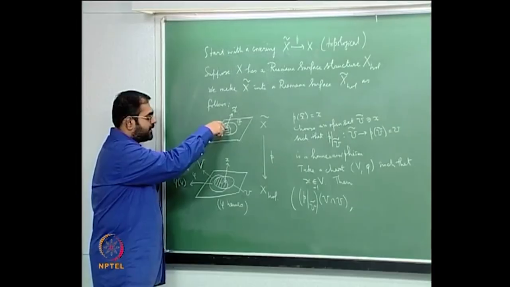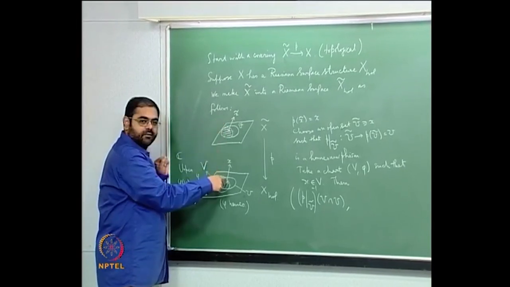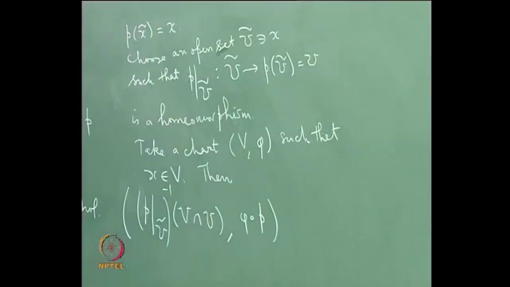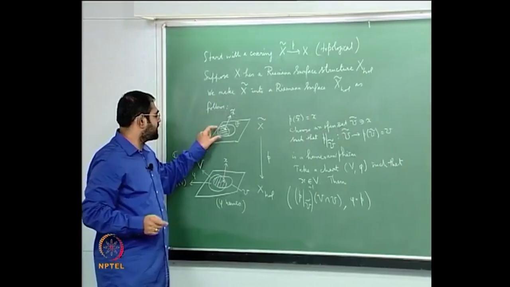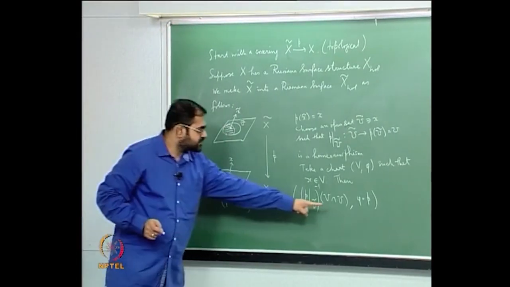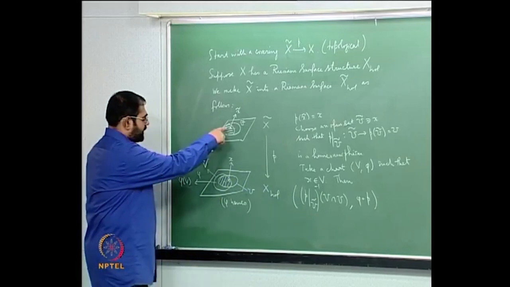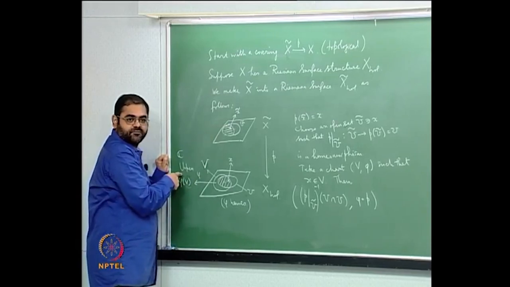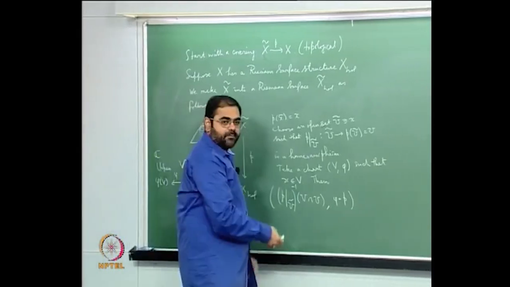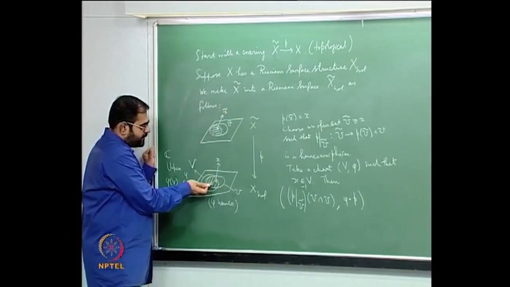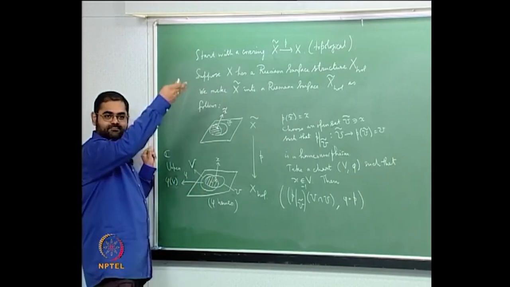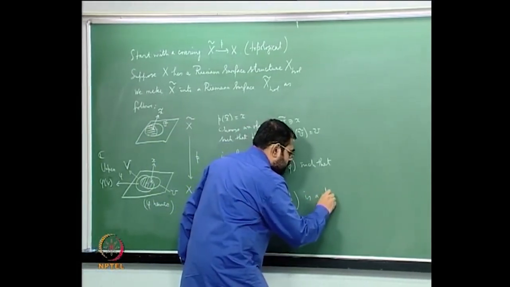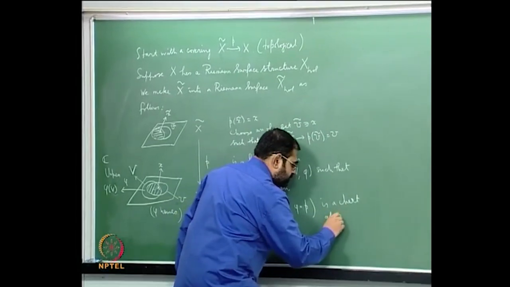And the map I take is P followed by phi, restricted to this shaded region, of course. Then this becomes a chart at X tilde, because this is a homeomorphism followed by another homeomorphism. So it is a homeomorphism again into an open subset of the complex plane, so it is a chart. So basically I am pulling back charts from below. So this is a chart at X tilde.